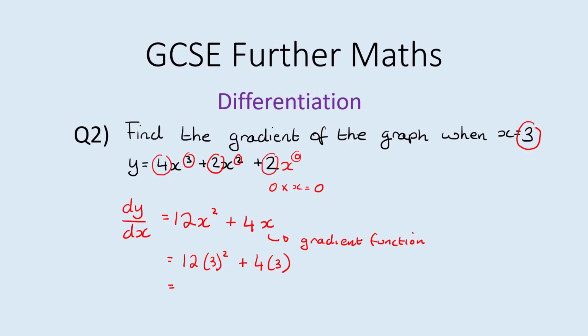Okay, so 3 times 3 is 9, 12 times 9 is 108. 4 times 3 is 12, 120. So what we can say then is when x equals 3, the gradient of the graph is 120.